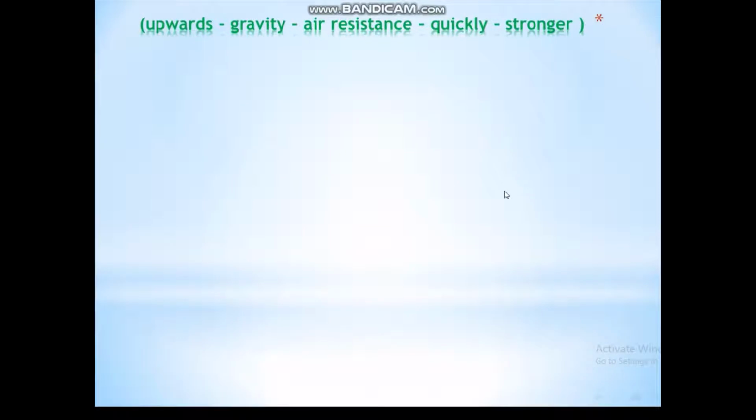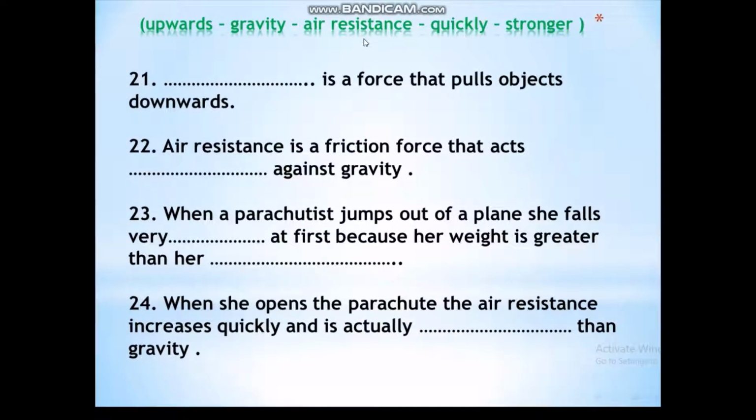Next words we're going to fill in with are upwards, gravity, air resistance, quickly, and stronger. 21, gravity is a force that pulls objects downwards. 22, air resistance is a friction force that acts upwards against gravity. 23, when a parachutist jumps out of a plane, she falls very quickly at first because her weight is greater than her air resistance. 24, when she opens the parachute, the air resistance increases quickly and is actually stronger than gravity.